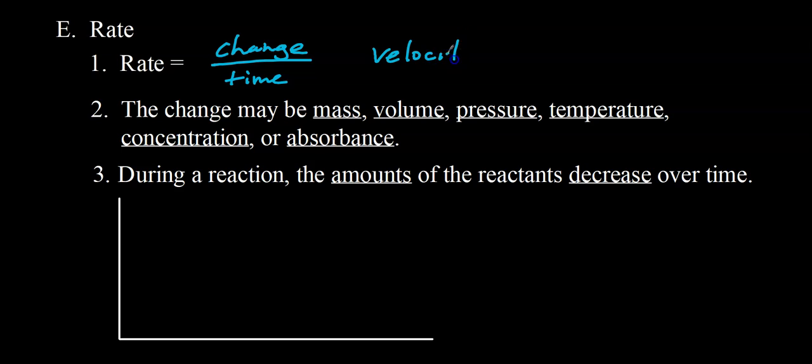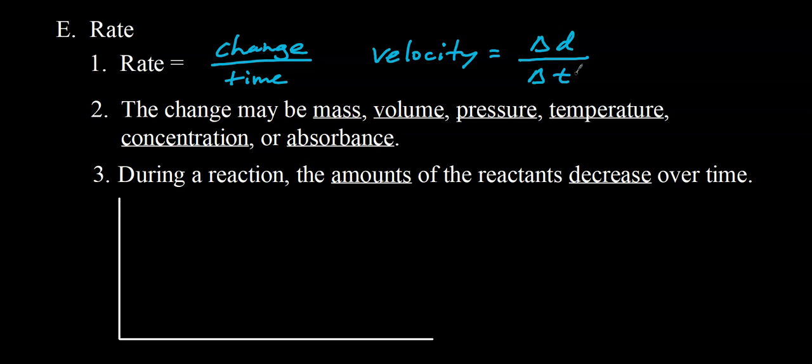Now we're not going to learn about velocity. We learned a little bit about velocity earlier in the year, but we're not going to really do any calculations involving velocity. But I just wanted to use this as a simple example to help you understand what rate means. So for velocity, it is a rate. It is the change in distance over change in time.